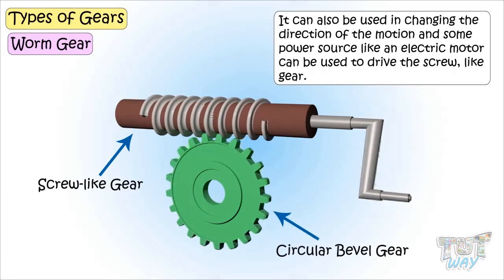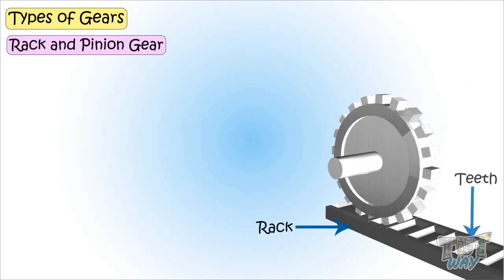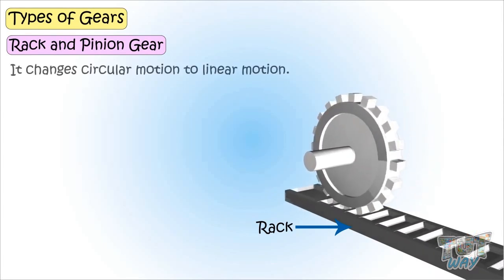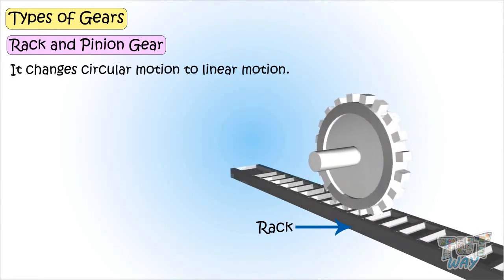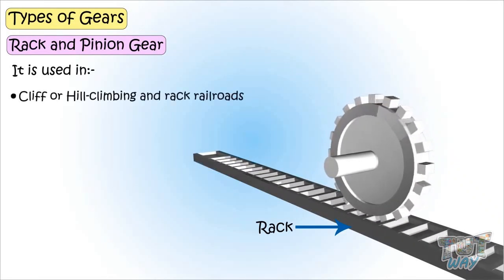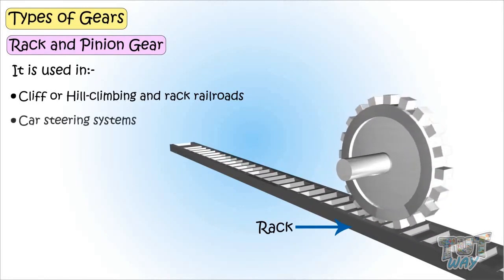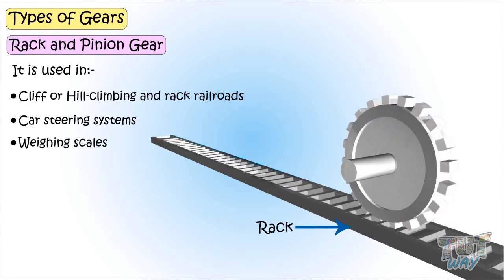Next, we have rack and pinion gear. Here, the rack is a straight bar with teeth on it, and another gear meshes with it. It changes the circular motion to linear motion. It is used in cliff and hill climbing and rack railroads, car steering systems, weighing scales, and many more types of machines.